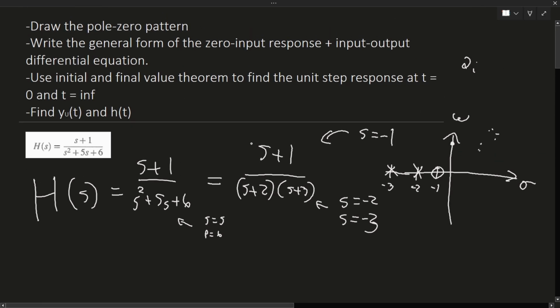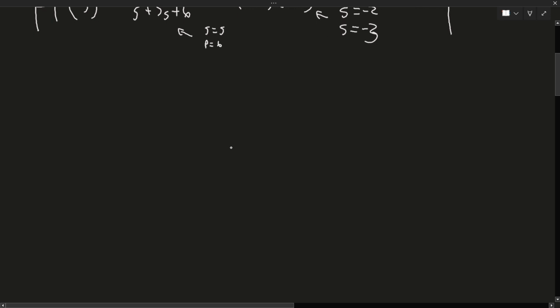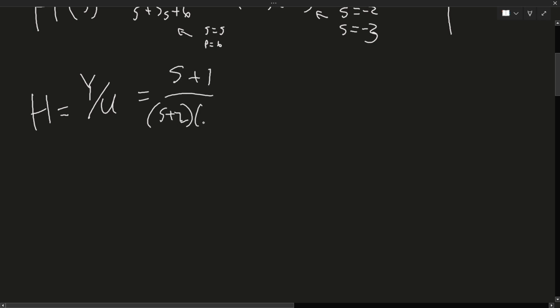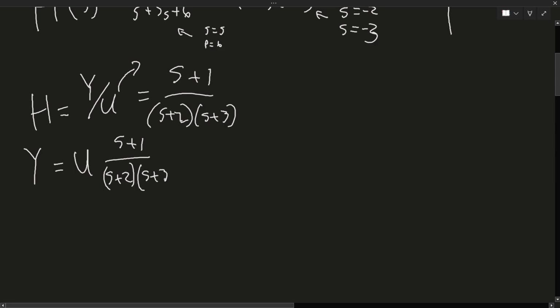Okay, let's move on. Next, it's asking you to draw the general form of the zero input response, and after that, an input-output differential equation. Okay, so don't worry about this. This is super easy, okay? Even though it sounds complicated. Just keep in mind that h is equal to y over u. I'm not going to draw the s's. Don't worry about that. This is equal to s plus 1 divided by s plus 2, s plus 3. I'm going to send the u to the other side. Y equals u times s plus 1 over s plus 2, s plus 3.